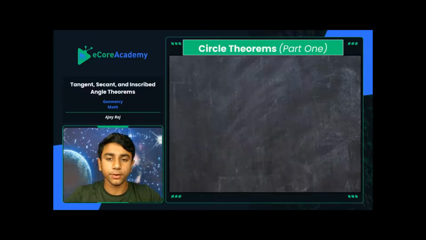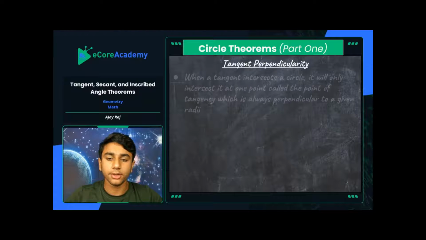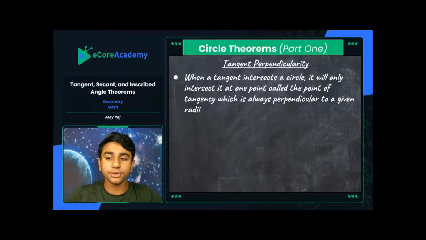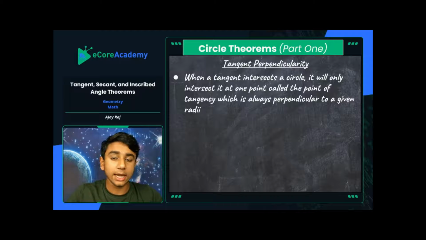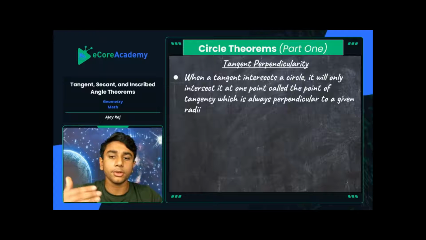So let's jump into our first theorem. Circle theorems part 1. Let's look at the tangent perpendicularity theorem. So when a tangent intersects a circle, it will only intersect the circle at one point called the point of tangency. Now we know this from our previous videos that a tangent is tangent to a given circle at the point of tangency. And at this point of tangency, that given tangent will be perpendicular to the given circle. And how is that true? It's going to be perpendicular to the given radii.